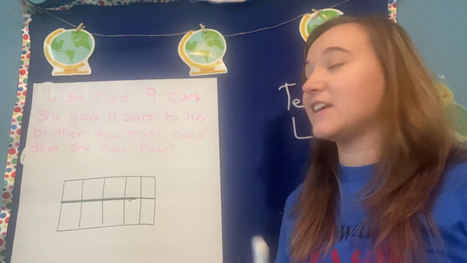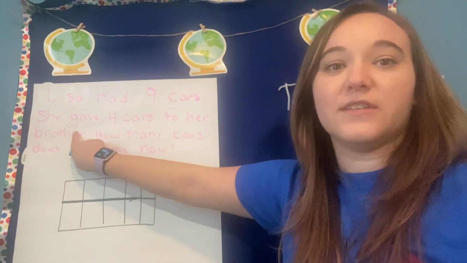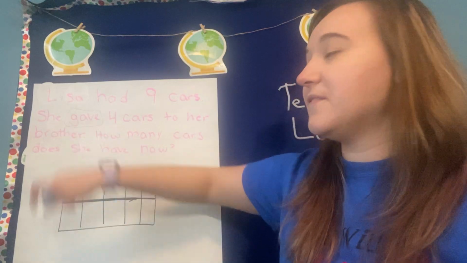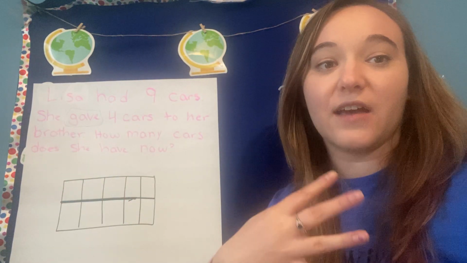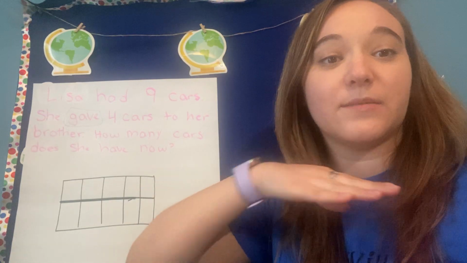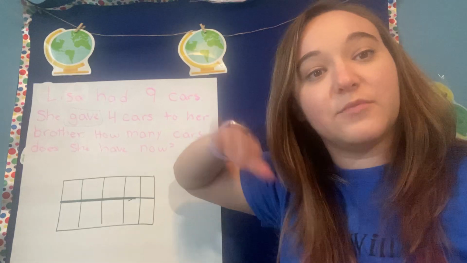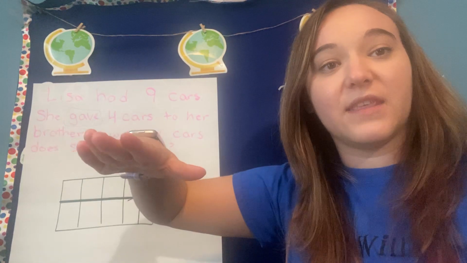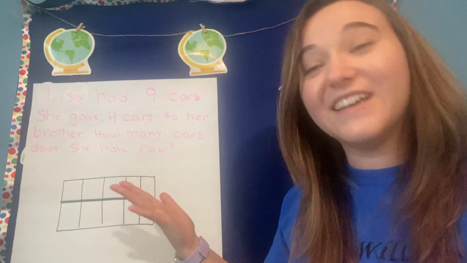Good. So we are subtracting, and we know this because of this word, gave. I don't know if you can all see it very well, gave. So if we're giving someone something, we're taking it away from ourselves, so that makes us know that we're subtracting. So when we give something away, we're subtracting.